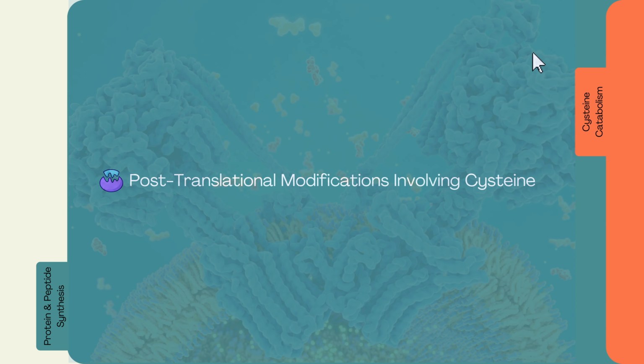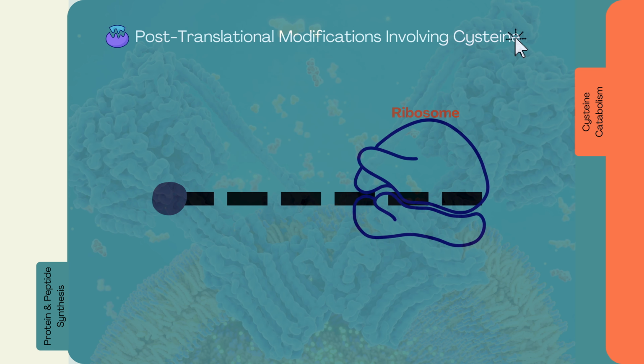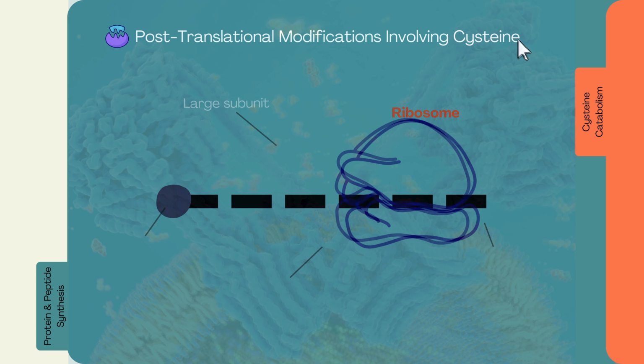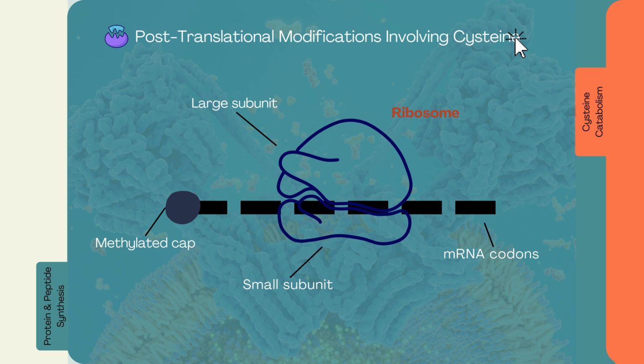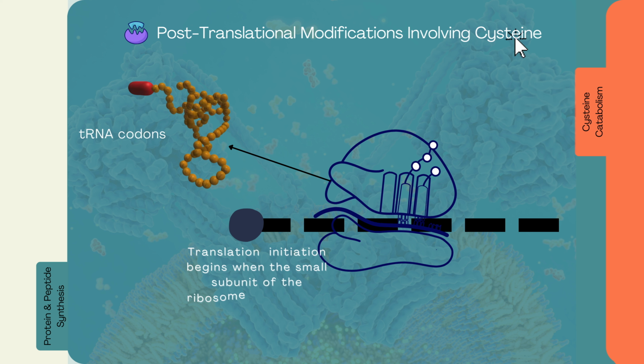Post-translational modifications involving cysteine. Ribosomes are macromolecular machines, found within all cells, that perform biological protein synthesis. A methylated cap is found at the 5' end. The ribosome contains small and large subunits attached together on the long mRNA codons. Translation initiation begins when the small subunit of the ribosome attaches to the cap and moves to the translation initiation site, and inside the ribosome, there are tRNA codons.